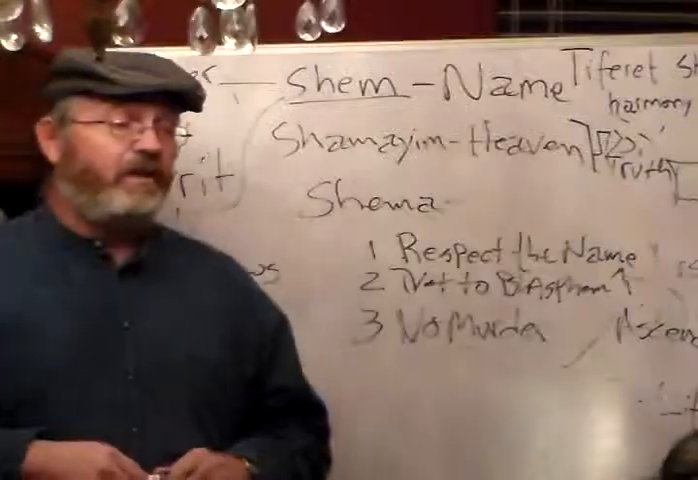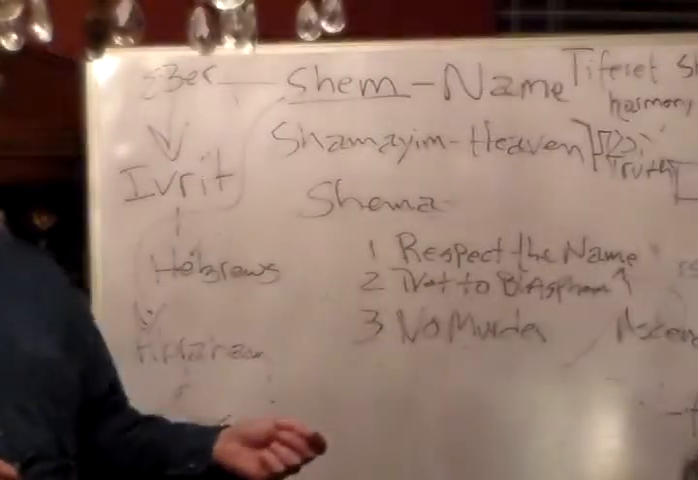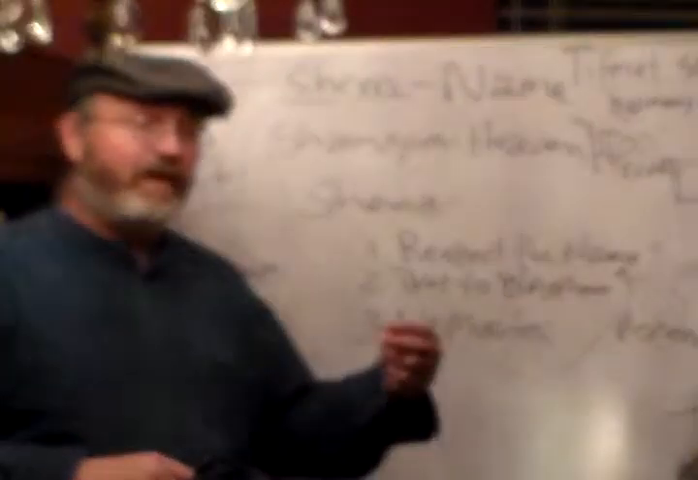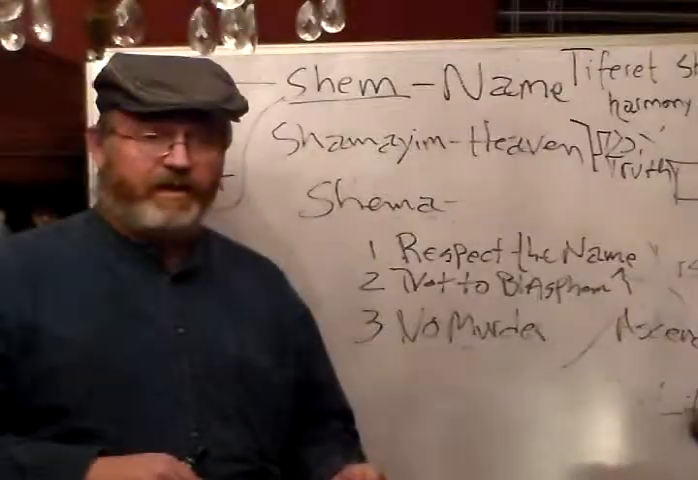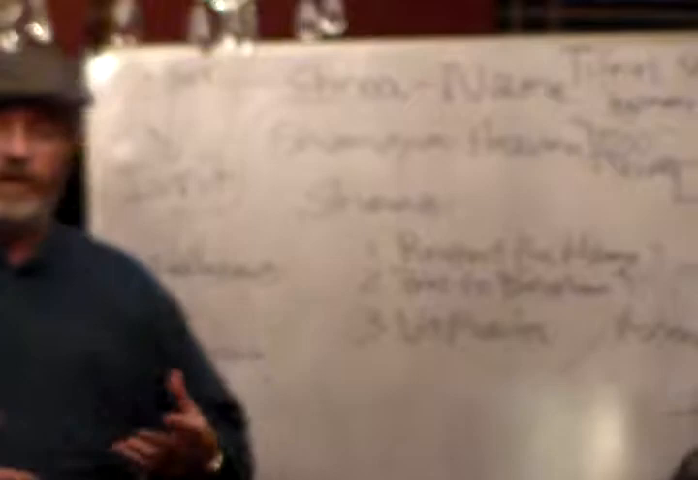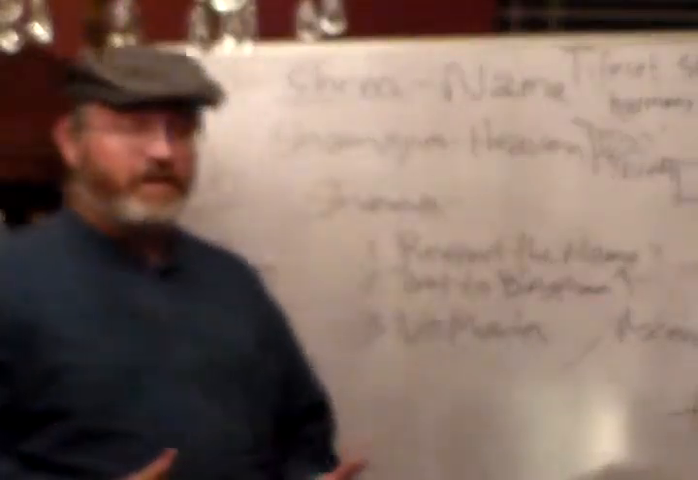Three, no murder. Love your neighbor as yourself. So what do we have so far? Shema Yisrael, Yehovah Eloheinu, Yehovah Echad, Ve'achavta et Yehovah Elohecha, Bechol levavecha, ubechol nafshecha, ubechol meodecha. That we will love Yehovah, our Elohim, with all our heart, with all our mind, and with all our strength. We will Shema. And the third one is, love your neighbor as yourself.